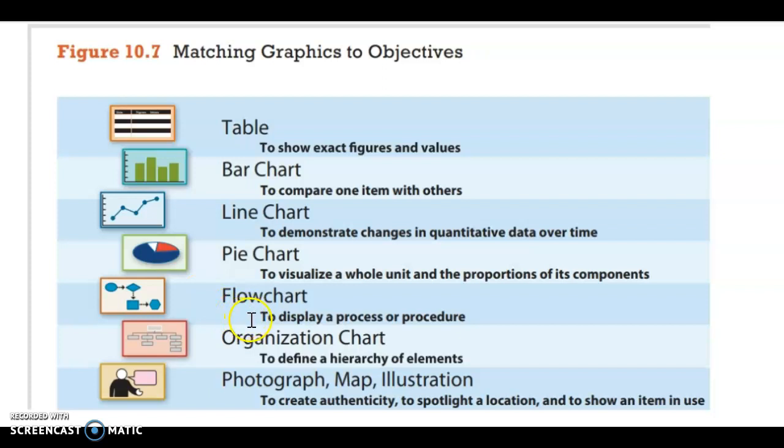If you're trying to show a process or a procedure, you would want to use a flow chart. If you want to look at hierarchy, maybe like who reports to who, you would do an organization chart. And if you want to just create authenticity or spotlight a location or show an item in use, you would want to use a photograph or a map or some kind of illustration. So when you are trying to determine what graphic to use, this figure is a great guide.